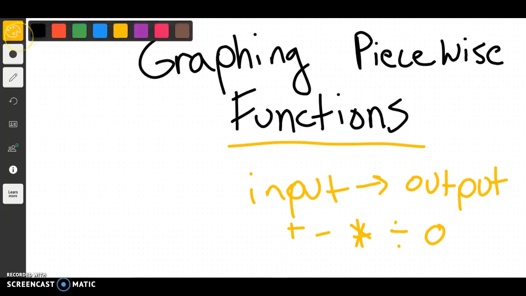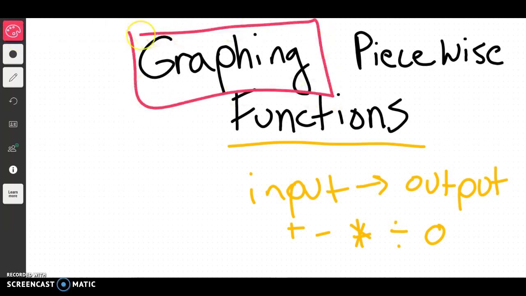But the big focus now is we're going to really focus on graphing. Like what do these things look like on two-dimensional planes? And so where x is your inputs and y is your outputs. And so we'll look at that today with piecewise functions. Let's look at a couple examples.